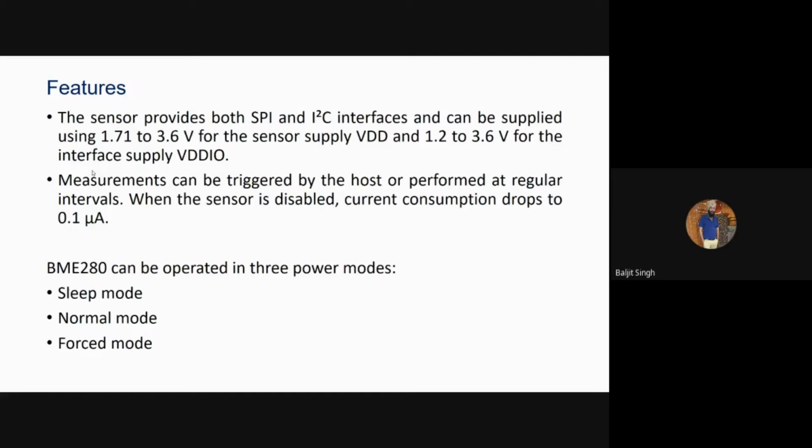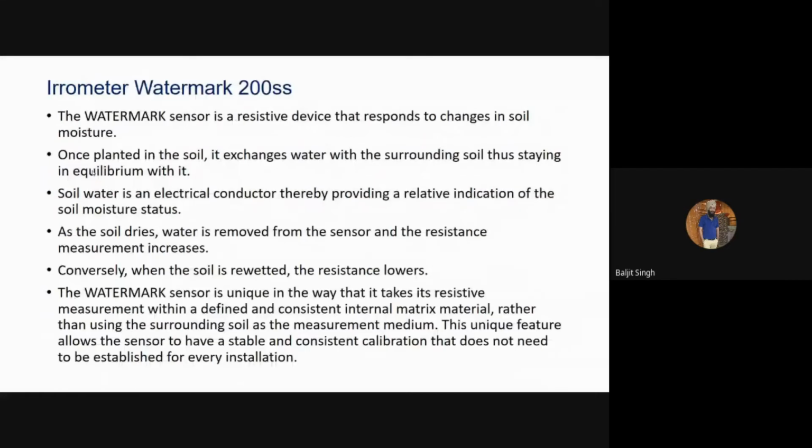When the sensor is disabled, current consumption drops to 0.1 microamperes. That means almost nil current consumption whenever the sensor is put to sleep mode. So BME 280 can be operated in three power modes: sleep mode, normal mode, and forced mode.